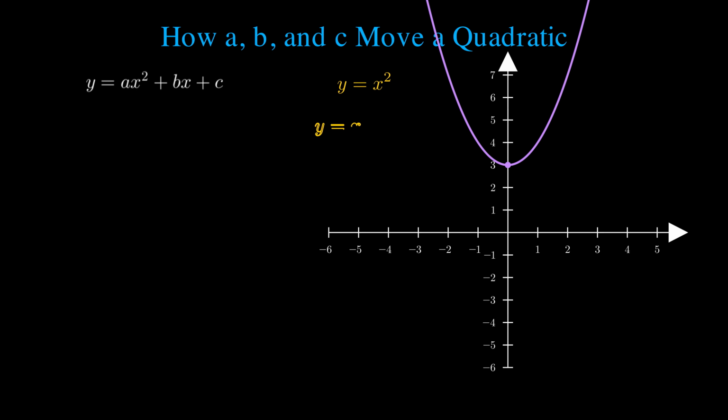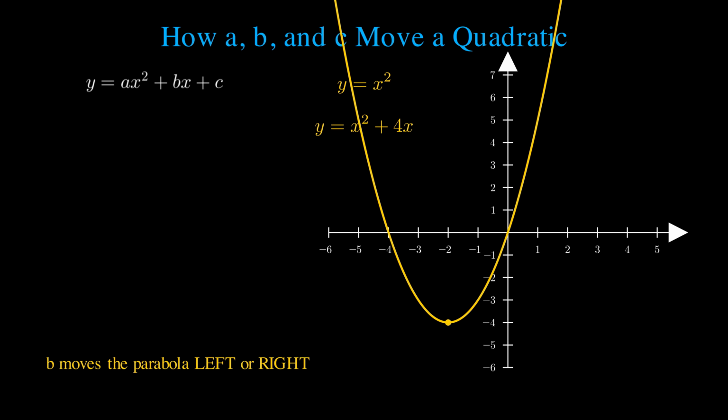Now let's look at B. Here is the equation. Y equals x squared plus 4x. B moves the parabola left or right. It does this by changing where the vertex is. The graph may look tilted at first, but what is really happening is the vertex is shifting sideways. Because B changed, the vertex is no longer centered at 0. It moves to the left. That is the key idea.